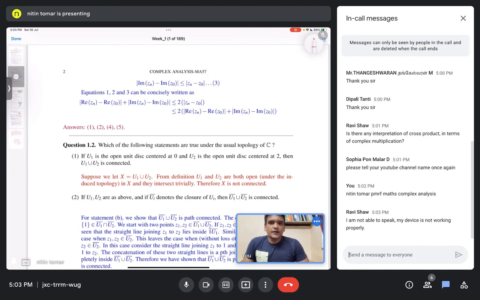Cross product can be defined anywhere in an inner product space, formally, mathematically, because we just need orthogonality. As long as you have orthogonality in the system, forget about the complex plane. The complex plane is a particular example of an inner product space. As long as you have a notion of orthogonality, you can always talk of some interpretation of cross product.